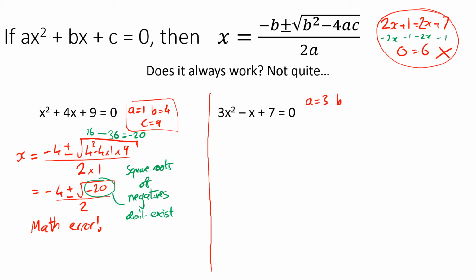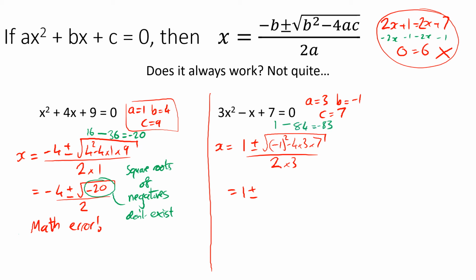Okay, so we'd say a is 3, b is minus 1, c is 7. We put this into our equation. Minus b is 1, minus 1 squared, minus 4 times 3 times 7, all over 2a. That would give us, what's that square root worth? 1 minus 84, so it's equal to minus 83. And you can see again, don't forget my minus sign there, we've got our negative number inside our square root, so there are no solutions there either.